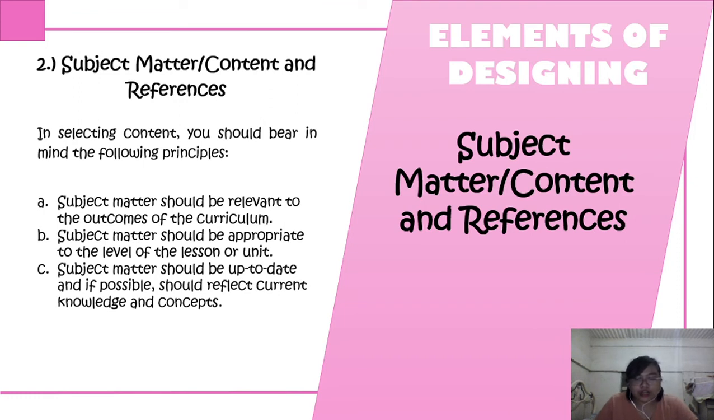So to achieve the learning outcomes, the content of the lesson should be aligned with it. Next, subject matter should be appropriate to the level of the lesson or unit. Furthermore, the curriculum should lead the students towards building on previous lessons, meaning the learning should be continuous and the content must be appropriate according to the level of the learners. Contents that are too easy or too difficult or too complex for the development of the learners will make them bored or confused as well.